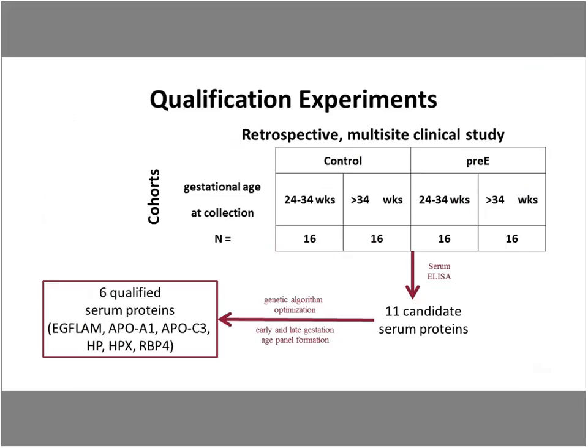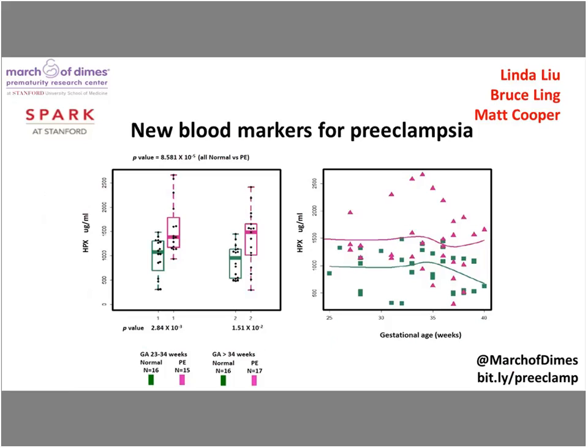We have our 11 candidate serum proteins. We chase them all down using ELISA kits as a crude way to get started with proteomics again, and we were able to qualify 6 of them as serum proteins that we indeed could validate in this experimental design. And here's an example of one of them.